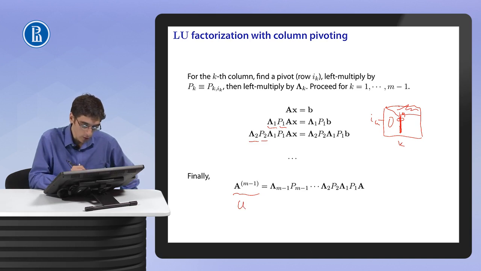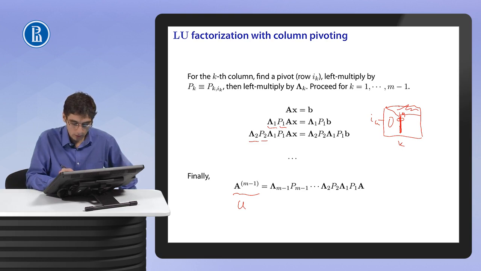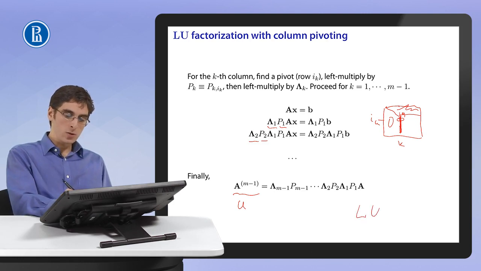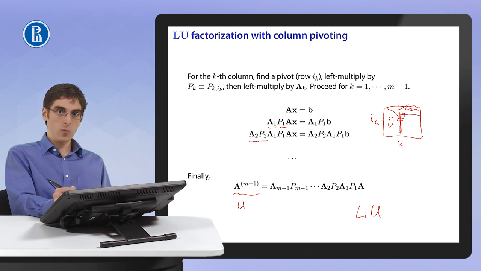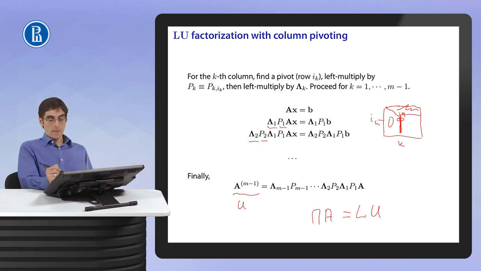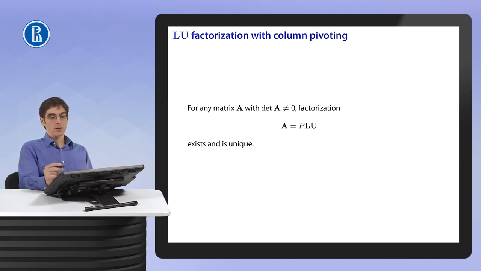Our upper triangular matrix U is given by the product of original A and a string of these permutation matrices and triangular matrices. It is intuitively clear, and it's not very hard, even if tedious, to prove rigorously that what this actually generates is an LU decomposition of a matrix which differs from A by some row permutation. So this is A, which is right multiplied by some permutation matrix. Or more traditionally, it's written in a slightly different form. You have your matrix A, and you decompose it into the product of a permutation matrix times something which is lower triangular times something which is upper triangular.